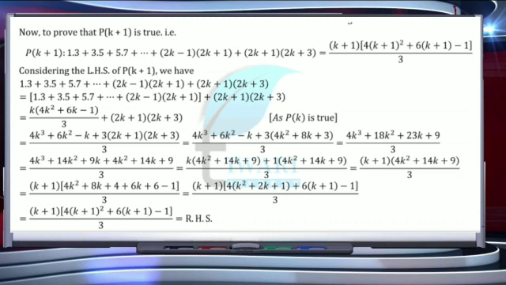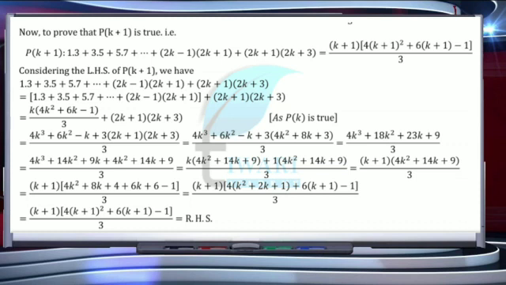In the LHS, students, the whole sequence till (2k − 1)(2k + 1) can be replaced by the value of P(k). So we are just substituting that. It reduces to k(4k² + 6k − 1)/3 + (2k + 1)(2k + 3). Next we take the LCM, and it reduces to (4k³ + 18k² + 23k + 9)/3.